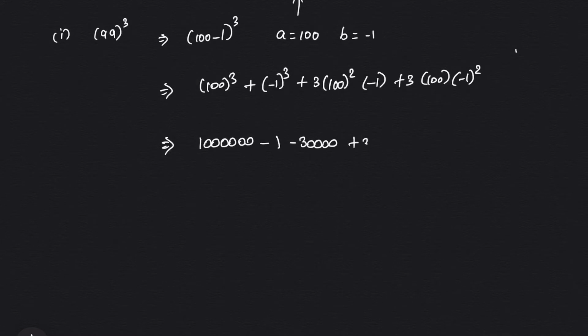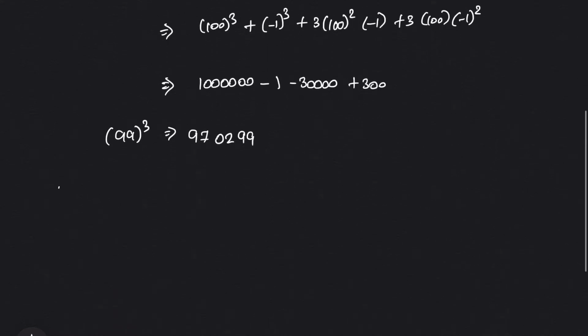So adding 300, after simplifying things, we get 970299. So this is the final answer, without using the direct method. Then question number 2.